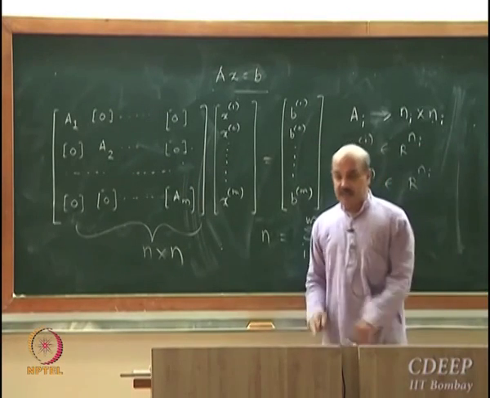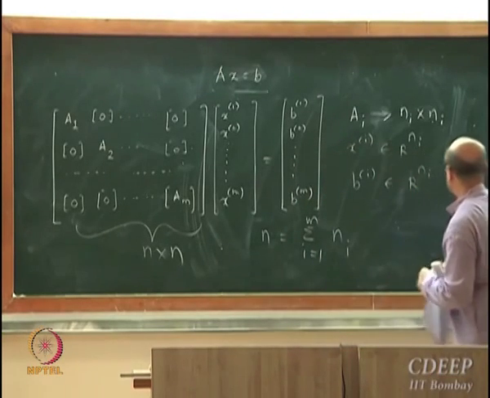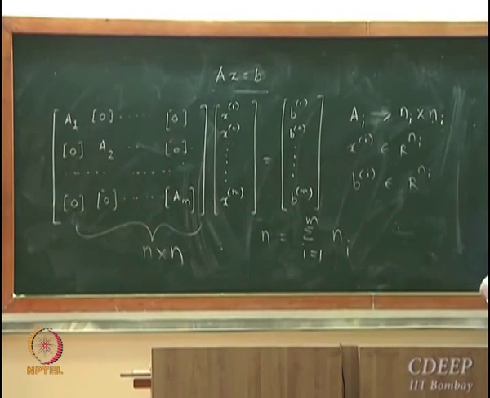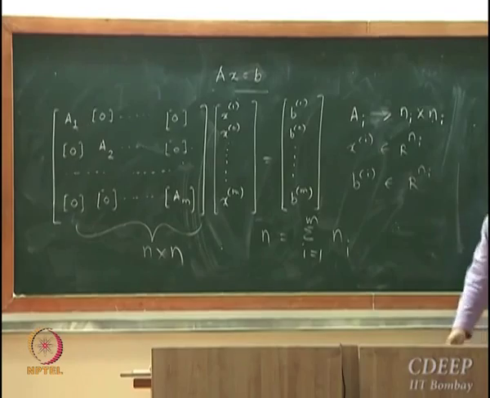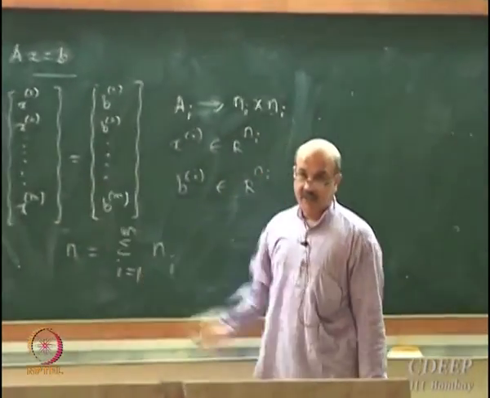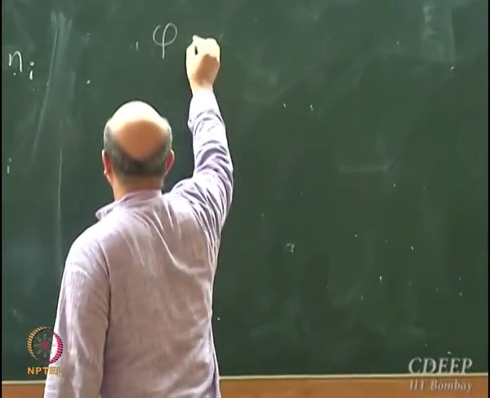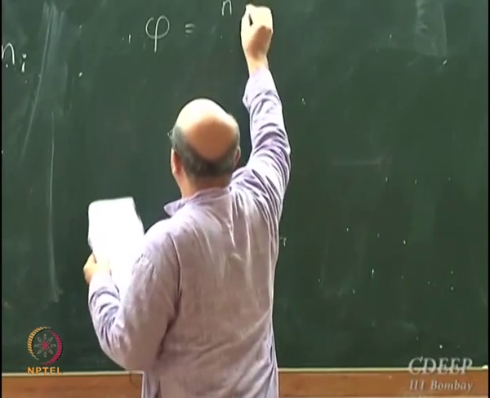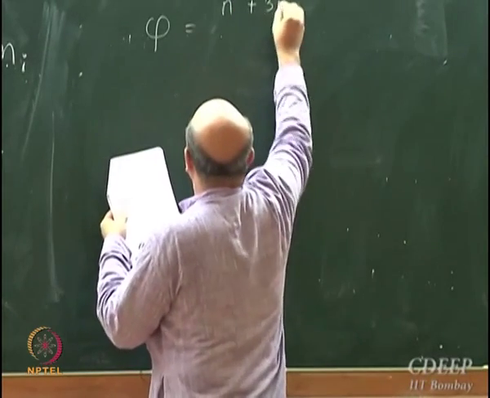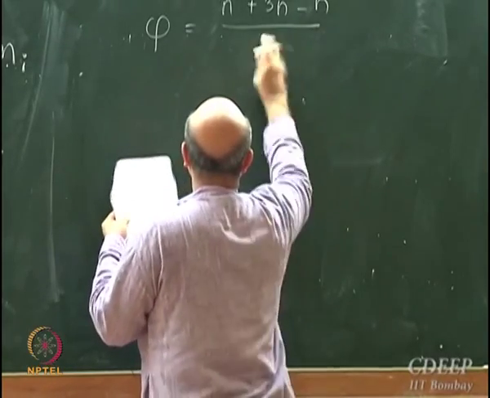If I use Gaussian elimination directly, without trying to exploit the structure of this matrix, if I use blanket Gaussian elimination, then the number of multiplications and divisions, which we just listed, will be n cube plus 3 n square minus n divided by 3.